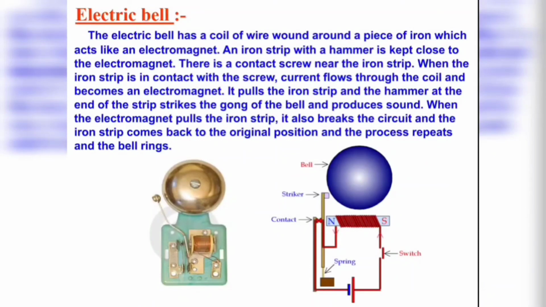As the iron strip moves away from the screw, it breaks the circuit and the current stops flowing. Now the electromagnet loses its magnetism and the soft iron strip comes back to its original position and makes contact with the screw again. This completes the circuit and the process is repeated as long as the switch is pressed and causes the hammer to hit the gong repeatedly. And this way, the sound of the electric bell is heard and the working of an electric bell can be understood.